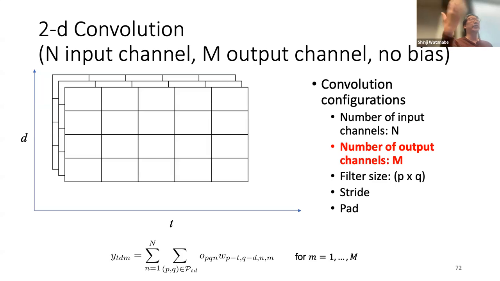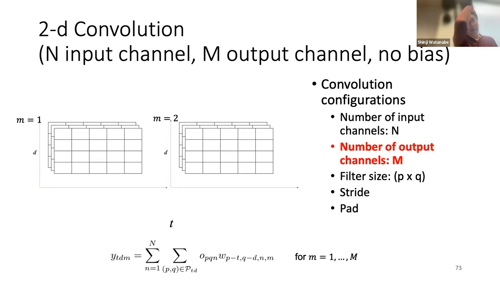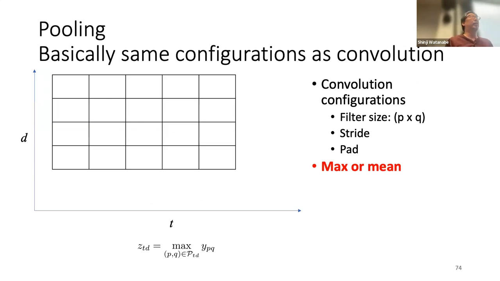I cannot make it visible anymore, but by using multiple output channels, we can make richer information. Oh, actually, I prepared the slide. This is a case where we have two channels. Basically, we treat them almost independently, and then have more representations instead of just having one filter for each image. Okay, that is the basic filter.